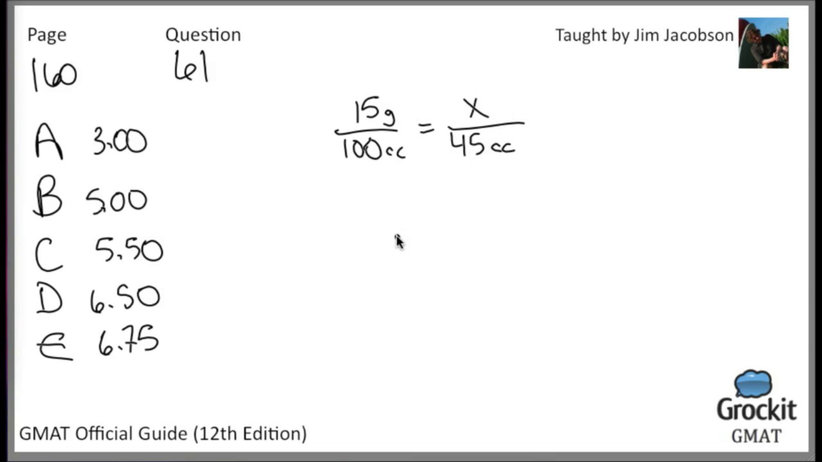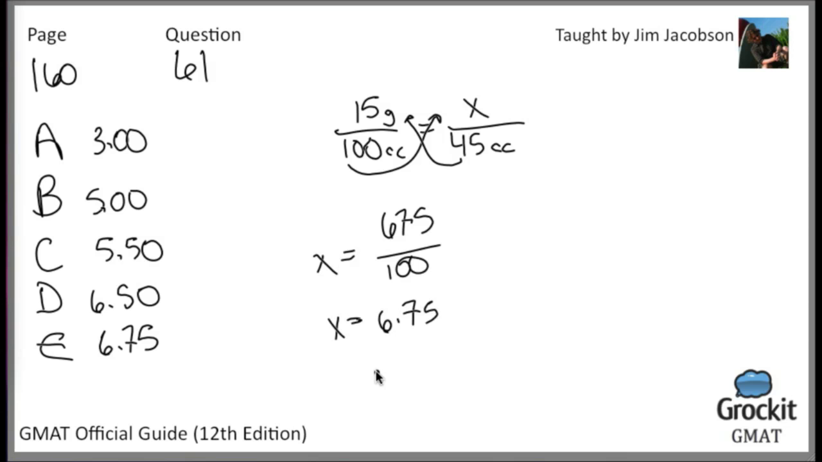Well, we multiply both sides times 100 to get the denominator out, and we multiply both sides times 45. So we end up with 45 times 15 is 675. And then we have to divide by 100. So we end up with x equals 6.75. Choice E.